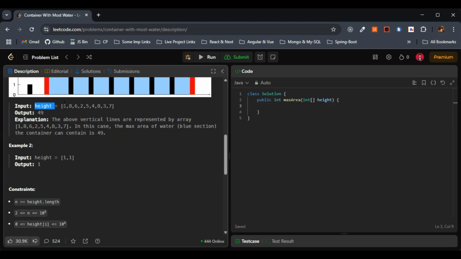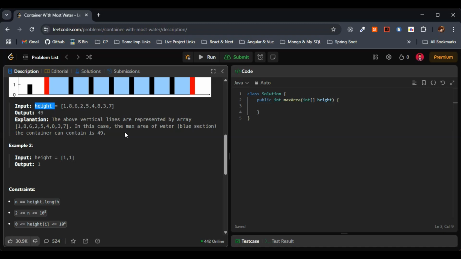There are n vertical lines drawn such that the two endpoints of the ith line are (i, 0) and (i, height[i]). This is something we just have to keep in mind. We have to find two lines that, together with the x-axis, form a container.